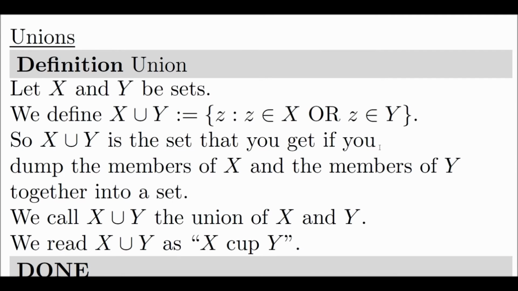So if you've got two sets, you could take their union. So let's say that capital X and capital Y are sets. We'll define a new set. So we'll write this new set as X, and then we'll write a U here, and then Y. So this is defined as the set of all the objects Z, such that Z is in X or Z is in Y. So the set X union Y, it's the set that you get if you dump the members of X and the members of Y together into one set. We call that the union of X and Y. You could also read X union Y as X cup Y.